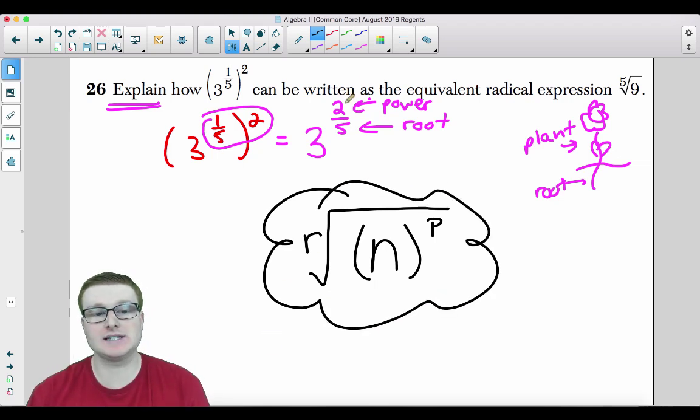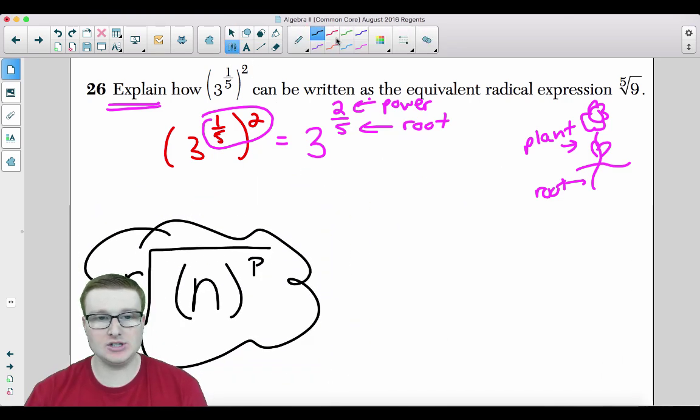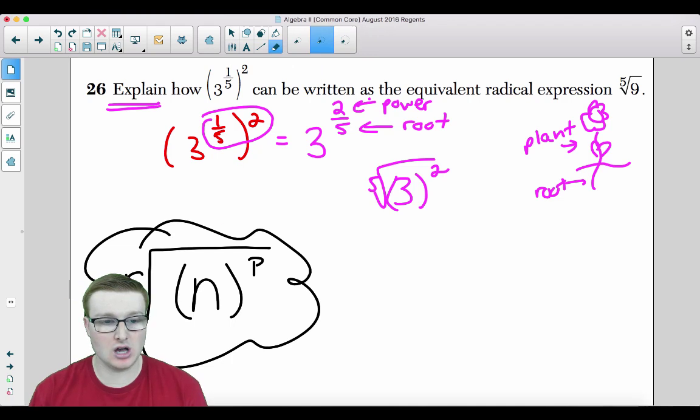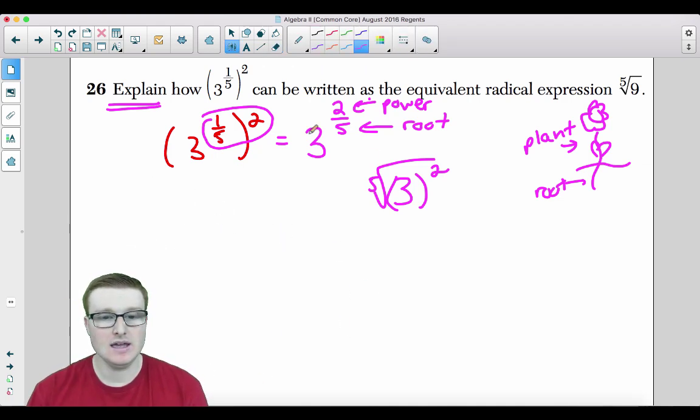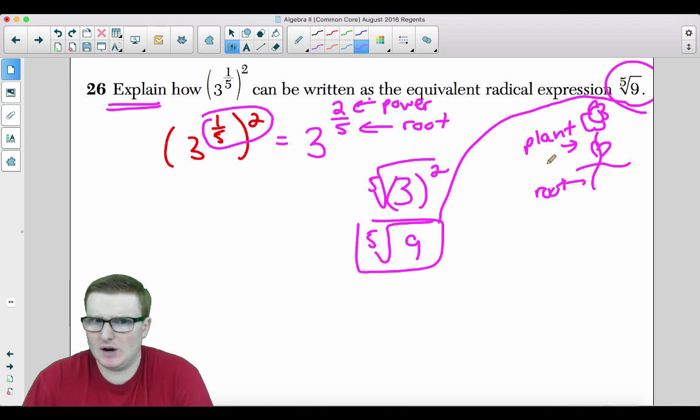So what we're going to do is take these numbers and put them into this form. All we need to do is take 3, put it underneath the radical, that's your radicand, raise it to the second power, and your root is 5 in the little cup over there. So 3 squared is 9, so it's the 5th root of 9. Isn't that the same thing as what they're asking us to find? Yes, it is. Perfect, we got it.